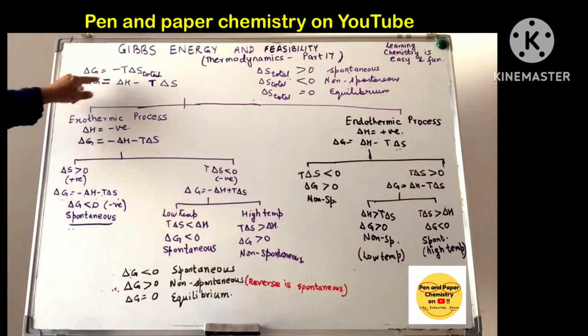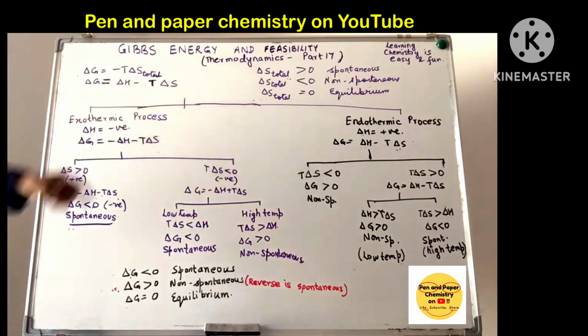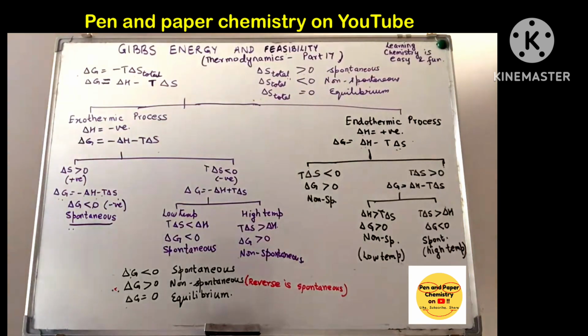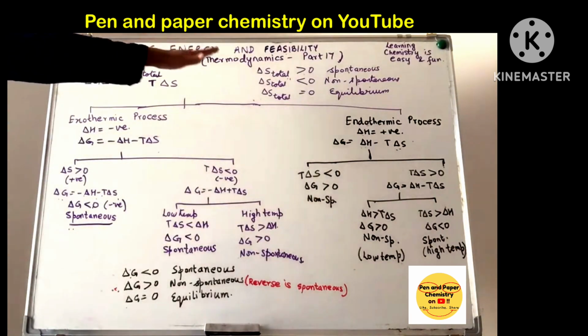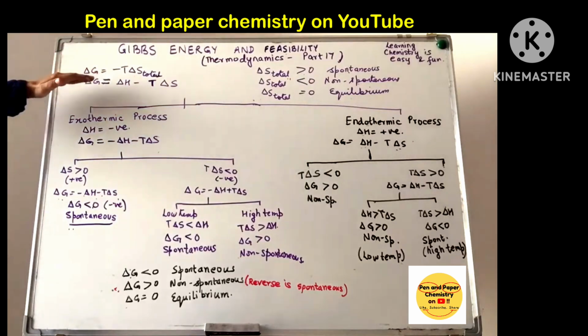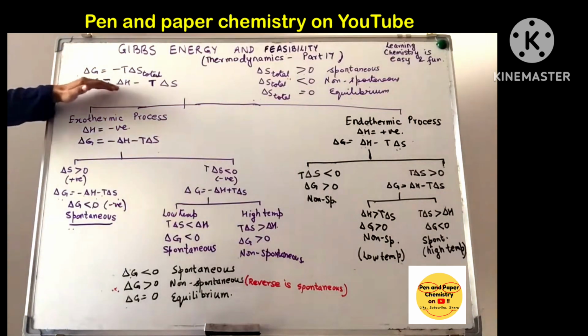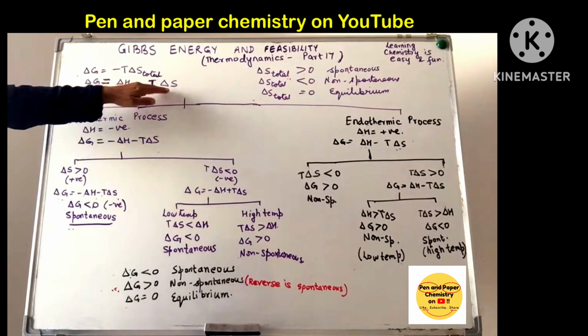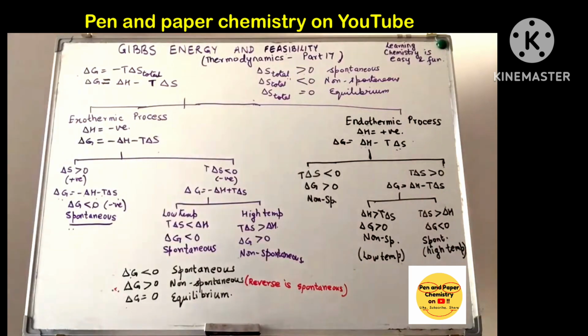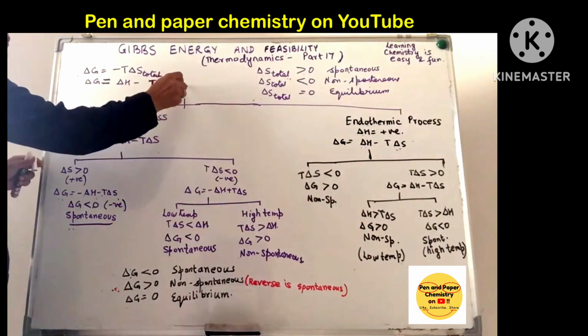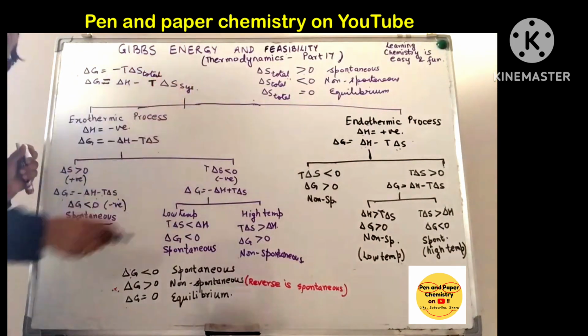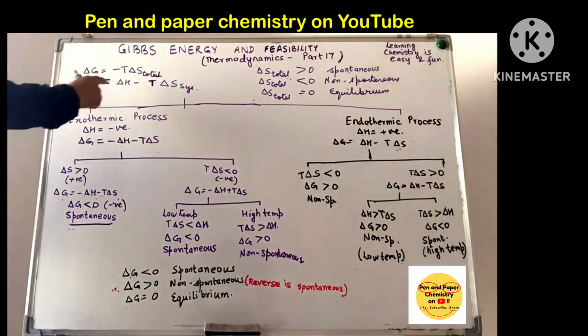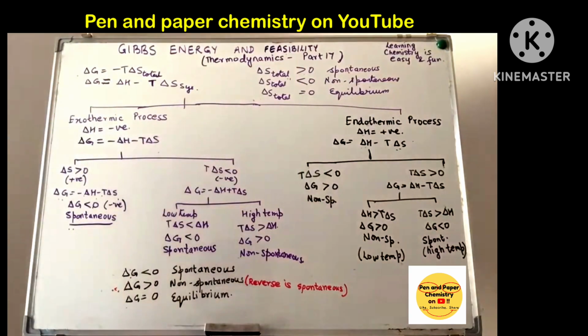Further on, delta G is equals to delta H minus T delta S. Is only entropy responsible? Yes, it is, because there we are talking about total. But if you remember here, delta G is equals to delta H minus T delta S. In this particular expression, we are talking about the entropy change of only the system, enthalpy change of only the system.